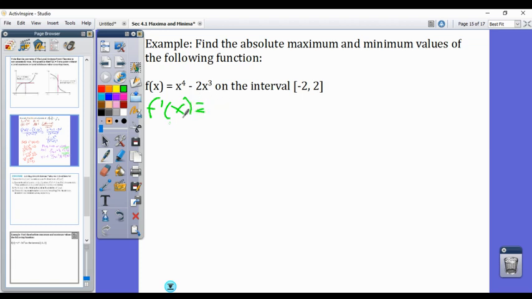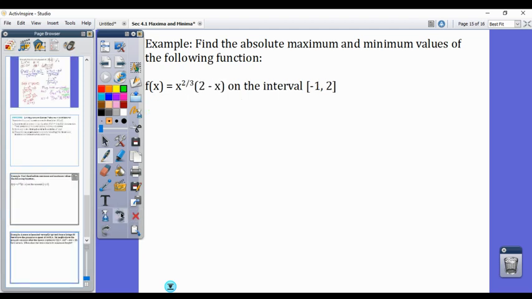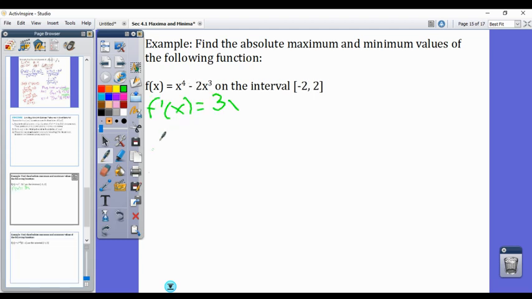So that's going to be 4x to the third minus 6x squared. All right, fantastic. So we're going to set this equal to 0.